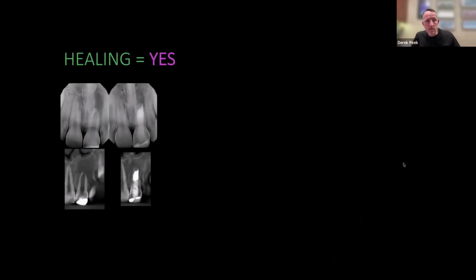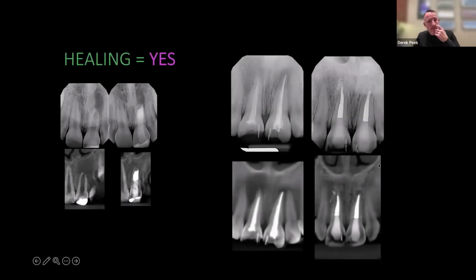We have anteriors, big open apices, big lesions up into the nasal sinus. Do we run GentleWave on that? Absolutely, we do. And I used EndoSequence Root Repair material here. And a year later, that lesion's gone. Retreatments, big lesions, run the GentleWave on both teeth, lesions gone.